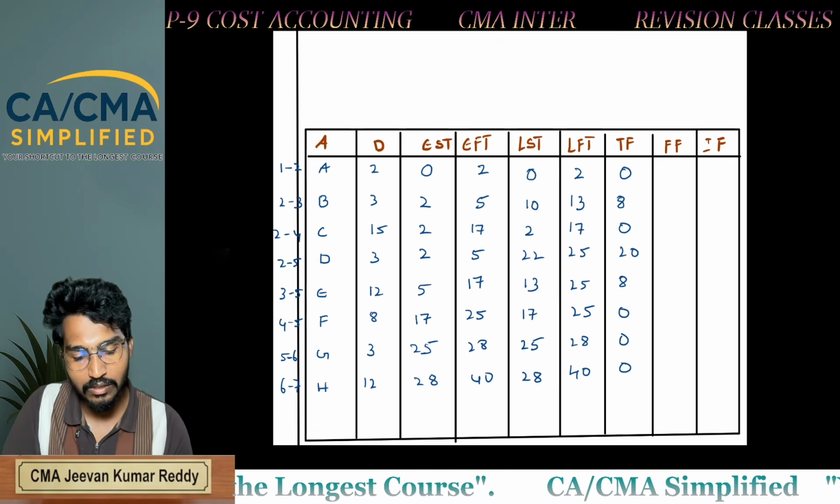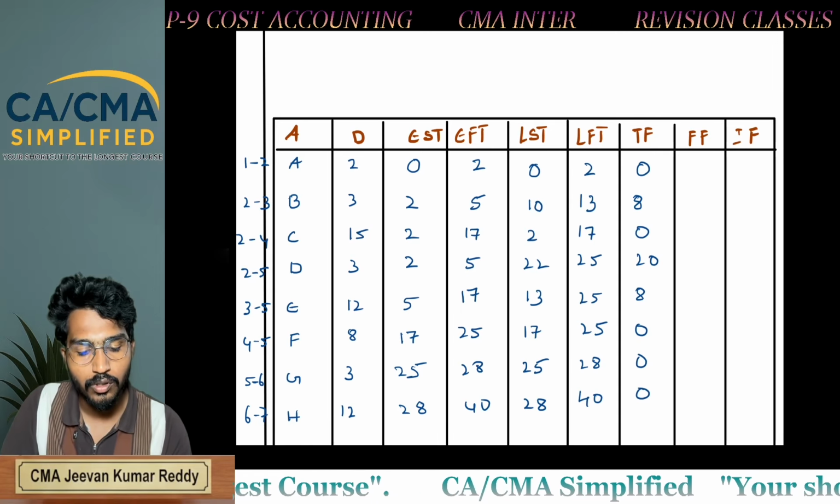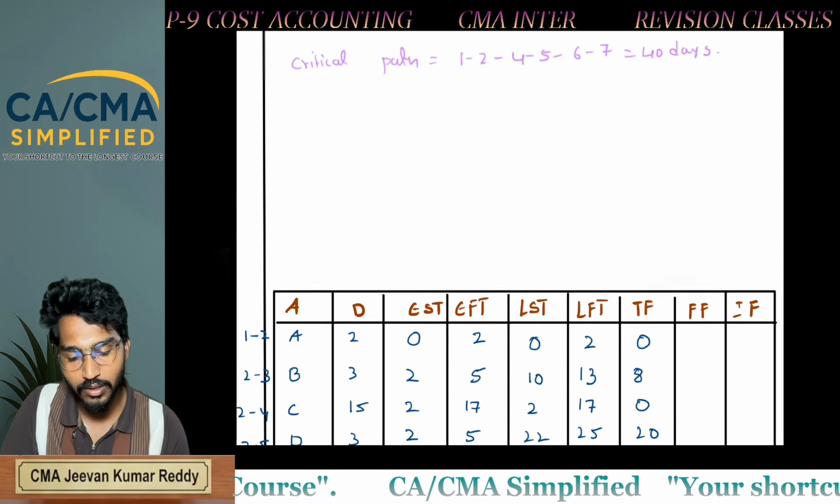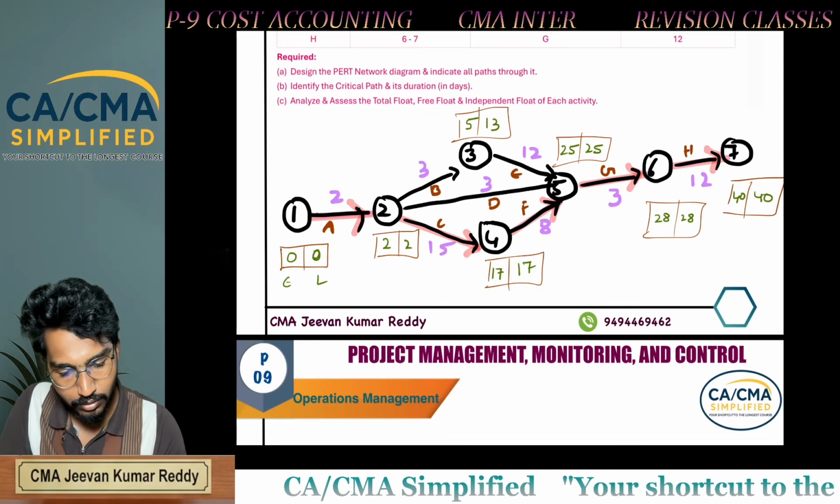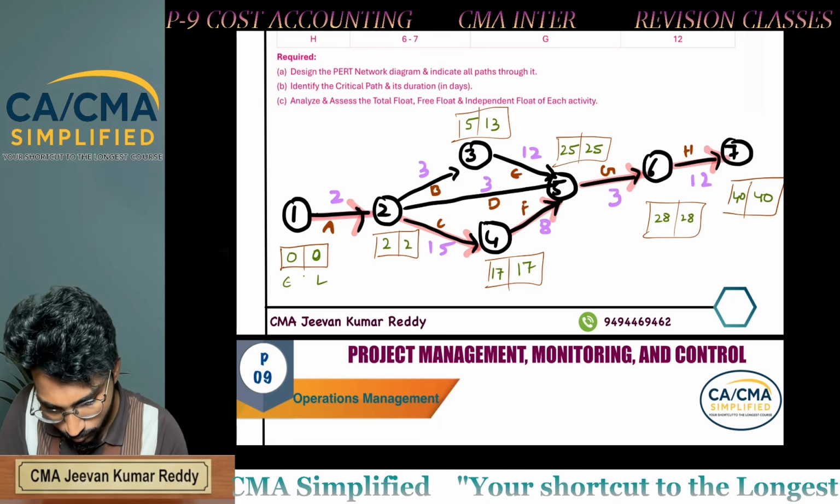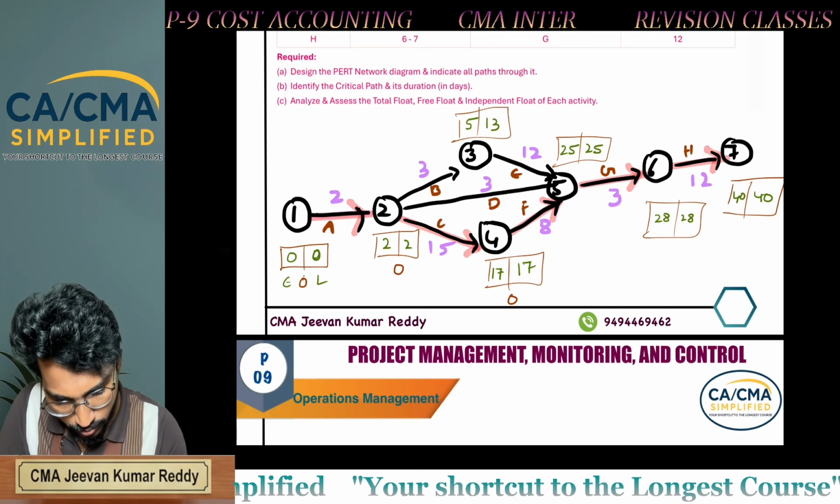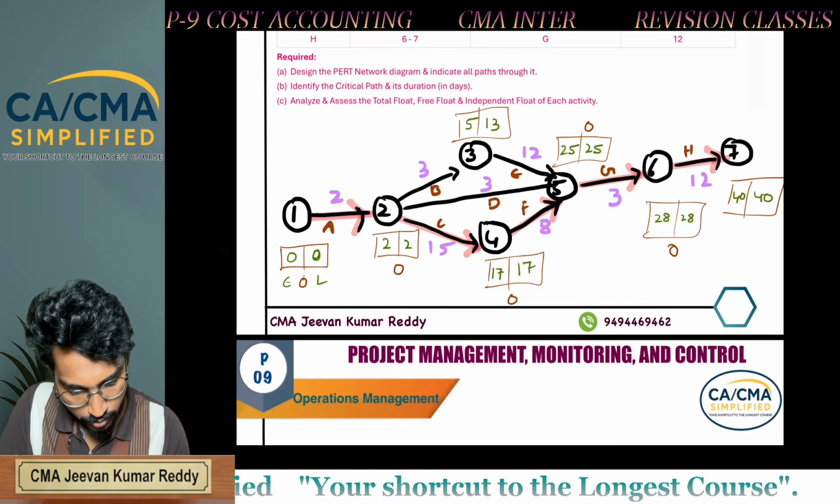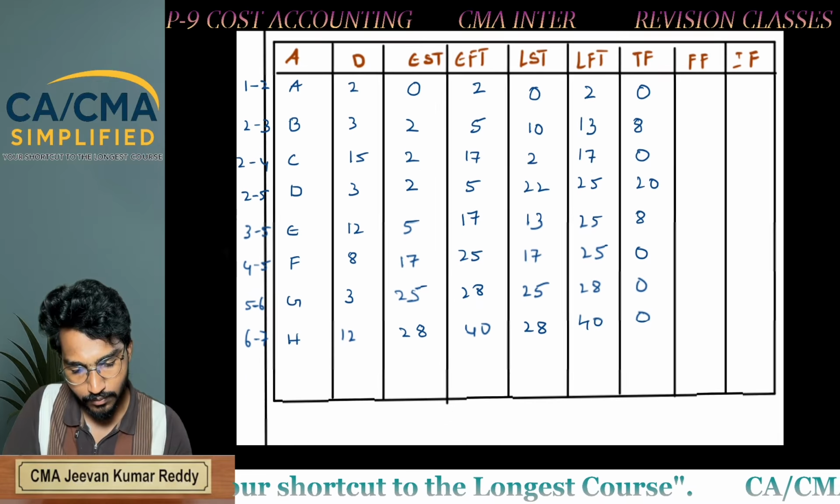Next, how to calculate free float? What is the formula for free float? Total float minus slack of head event. What is slack? Slack is nothing but difference between E and L. So it is 0, 0, 0, 0, 0, 0 for this, 8 for only 3.